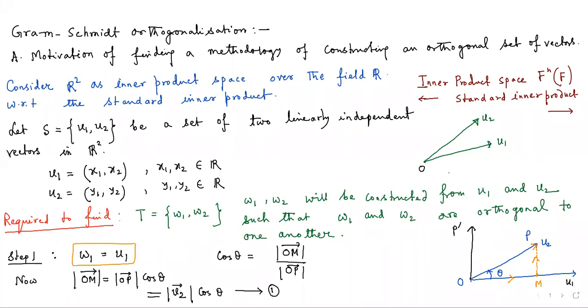I'm not changing the vector U1 at all, but I'm trying to find a vector which is orthogonal to U1. Our objective is to find the orthogonal vector. So I am just renaming the vector U1 as W1, and I am going to find the next one, where I will be using the geometry of the U2 and U1 vectors together. Understood? Yes, sir. Okay.